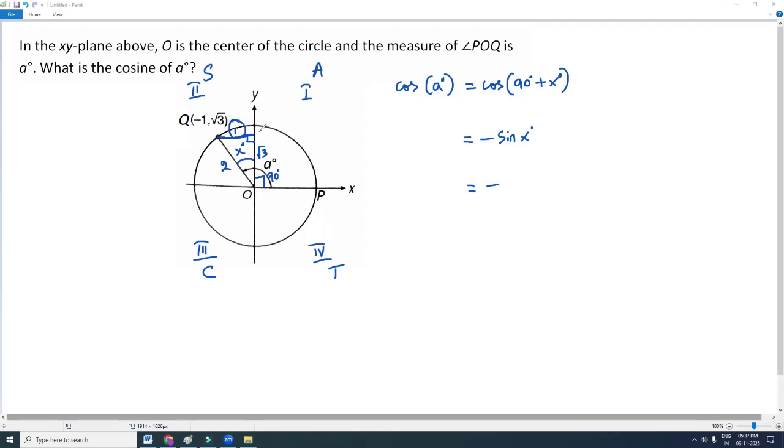So the length of the opposite side is 1 and the length of the hypotenuse is 2. Here I got the value of cosine of a degrees, that is -1/2. Okay, let's look at the next problem.